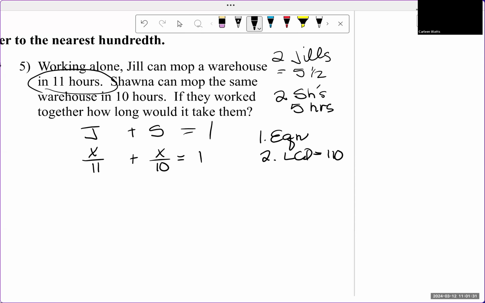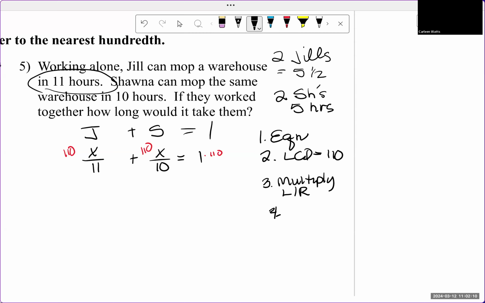Okay, write the equation. Find the least common denominator. And then, what's my next step? Changing to red? Multiply everything on the left and the right. 110 over 1, 110 over 1, 110 over 1. So the next step was multiply. Everything on the left, same thing to the left as you do to the right.